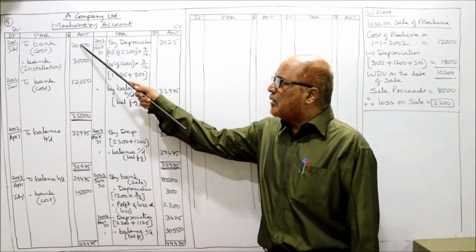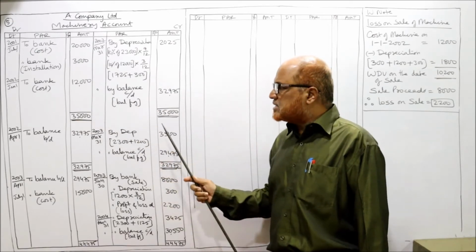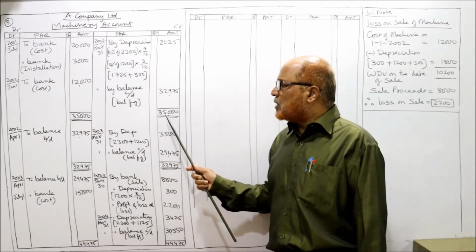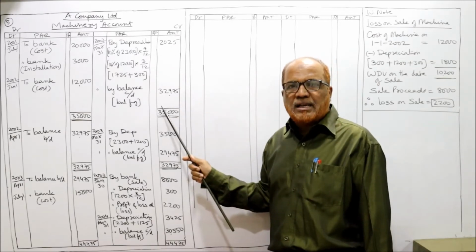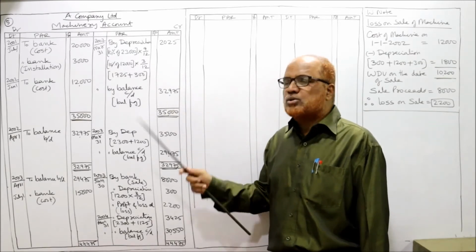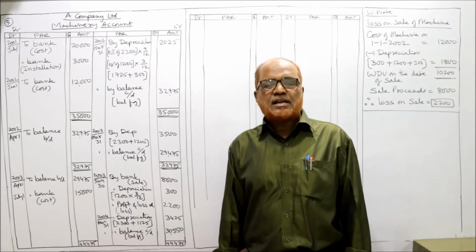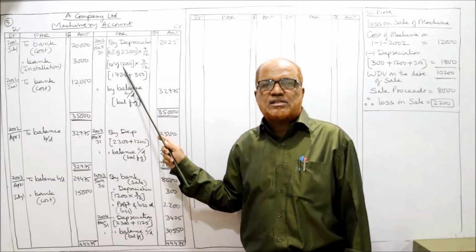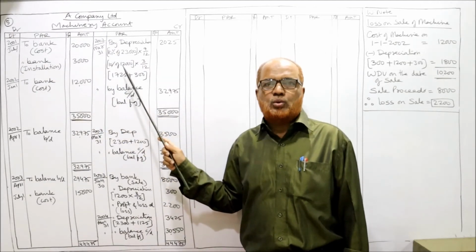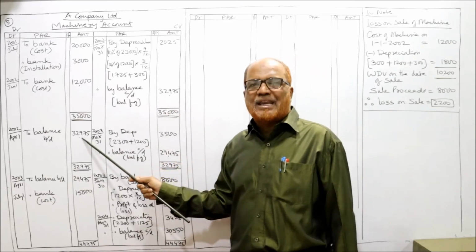Now we take the total on debit side. Debit side total you calculate 35,000. Take the same total credit side, 35,000. Now subtract 35,000 minus 2025. The closing balance of machinery account is 32,975. First year completed. That is 1st July 2001 to 31st March 2002. So we have closed. Now 32,975 will be taken to the next year.